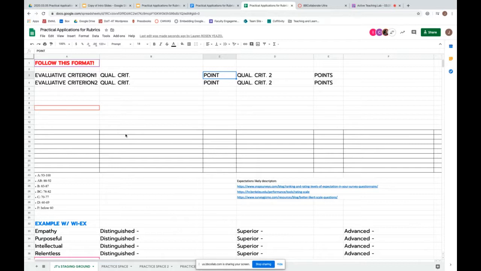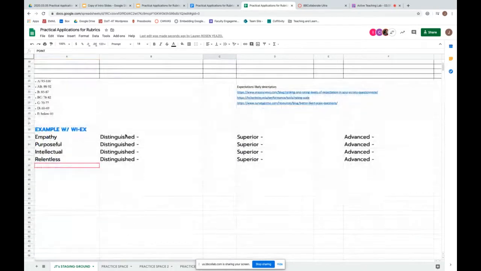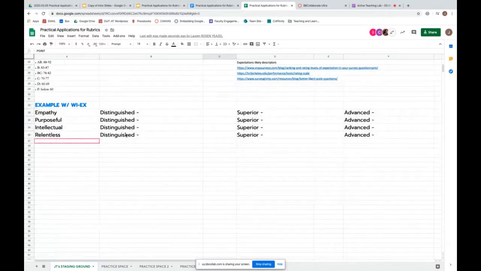I think so. So the left side is going to be a criteria like creativity or something like that. So for example, to give you the example here with the Wisconsin experience, the pillars that we are evaluating are empathy. Where you have distinguished, is that where you would put a paragraph descriptor? Yep. Distinguished empathy means this. Superior empathy means that. The third column is the point value that you assign to distinguished. Does that make sense? Yep.